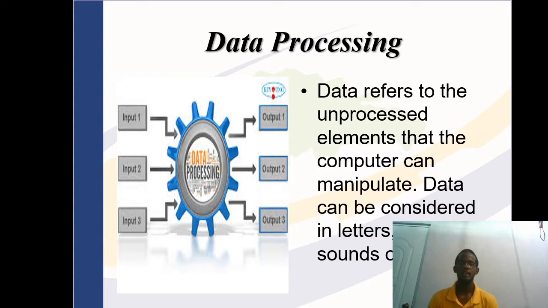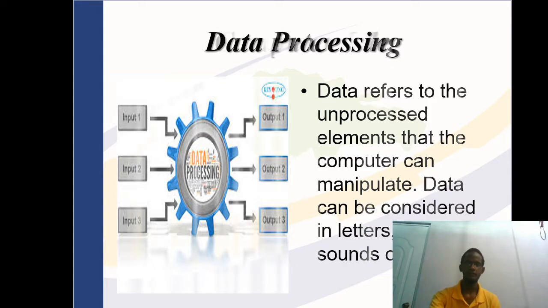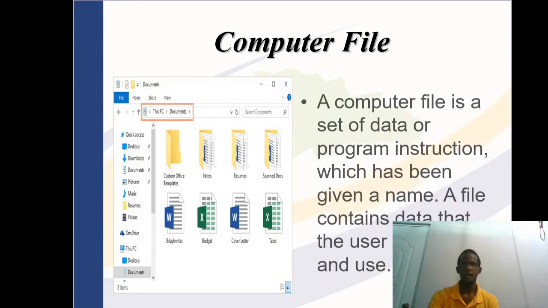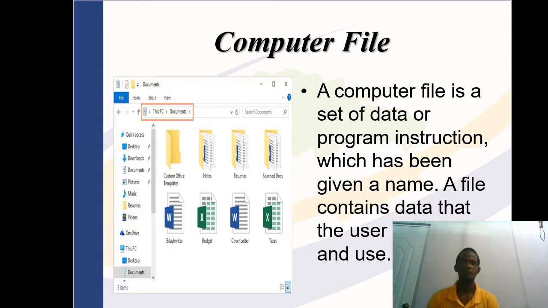Data are organized in files inside the computer. A computer file is a set of data or program instructions which has been given a name. A file contains data that the user can open, and the document may contain many kinds of data. For example, a computer document may be a text file, a group of numbers, or a fragment of a video, image, or sounds.